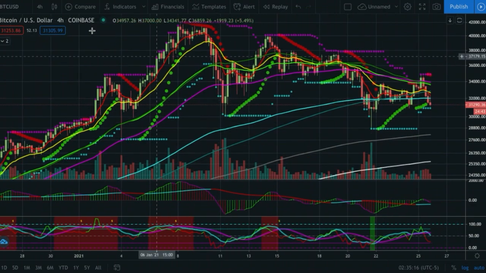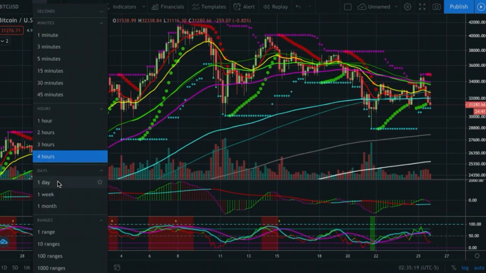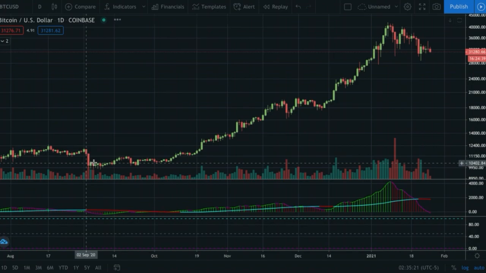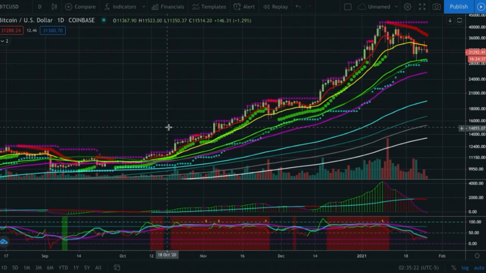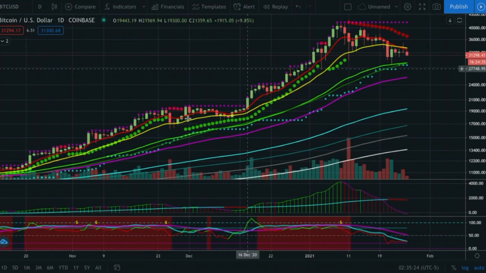Next, let's switch over to, actually I'm going to switch this one to the daily real quick. This is just another Bitcoin chart. This on the daily, these are our moving averages. We've talked about this quite a bit.